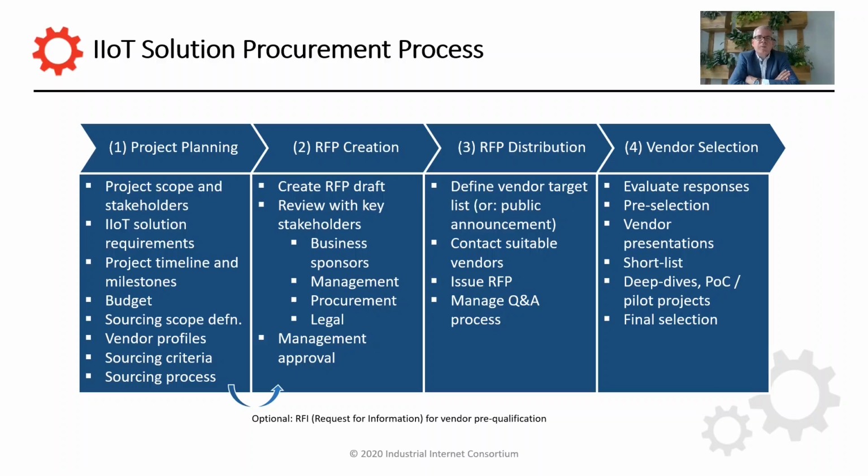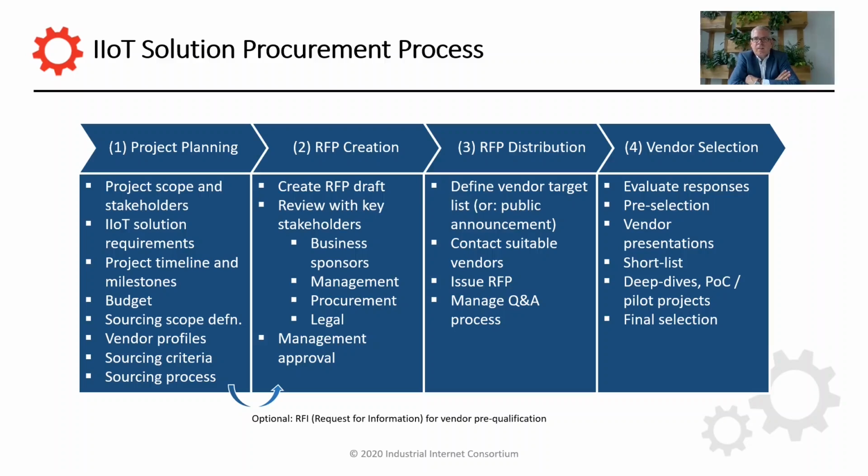Optional. Sometimes you want to have an RFI process, request for information, that allows you to reach out to a broader set of vendors and then, based on the results of the RFI phase, basically narrow down on the set of most likely vendors as part of a vendor pre-qualification. Then you have the actual RFP creation phase where you create your RFP draft and review it with your key stakeholders, including your business stakeholders and sponsors, management, procurement, legal, and so on. And typically also get final management approval of the RFP process before actually distributing it.